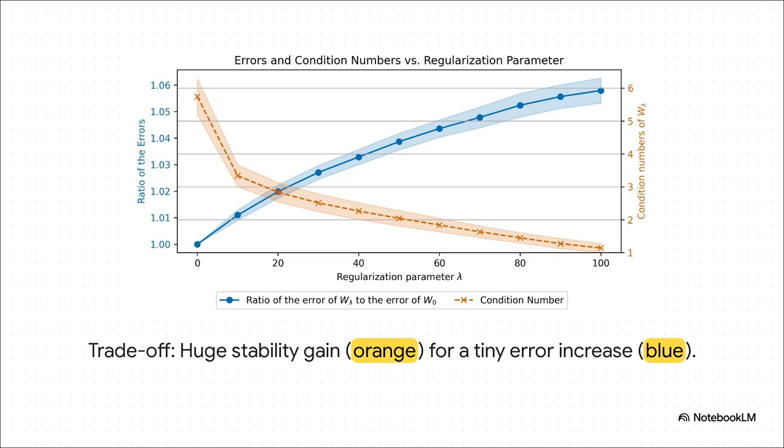On this graph, just follow that dashed orange line. As they apply this new technique, you can see the condition number just plummets. That's a huge win for stability.